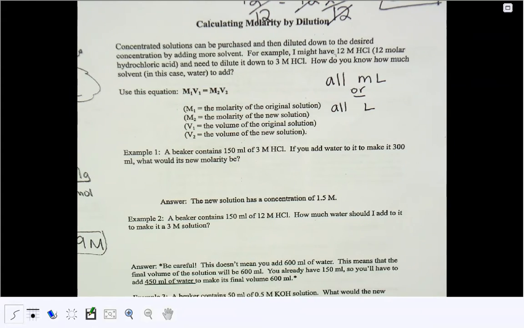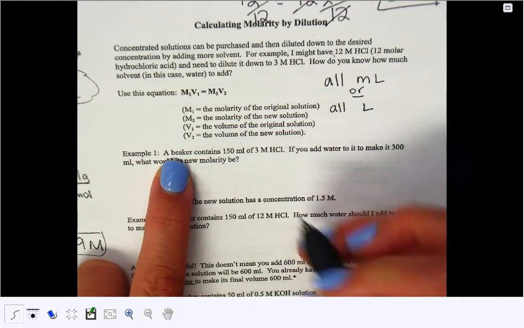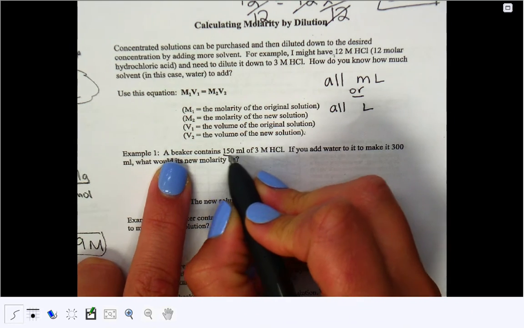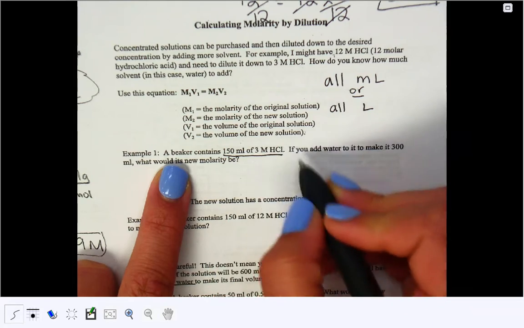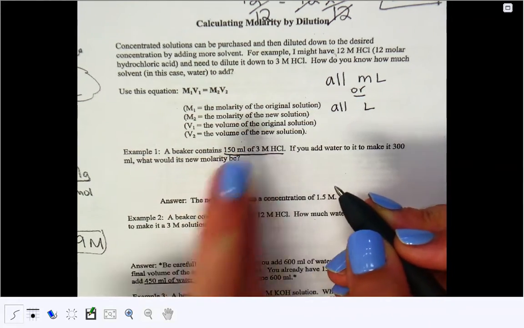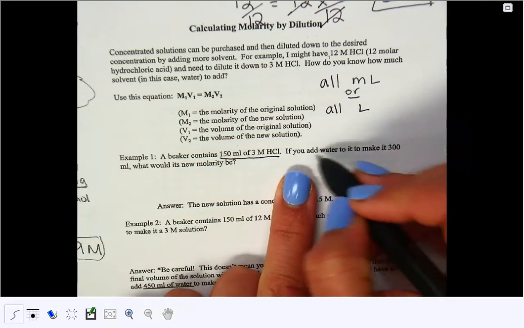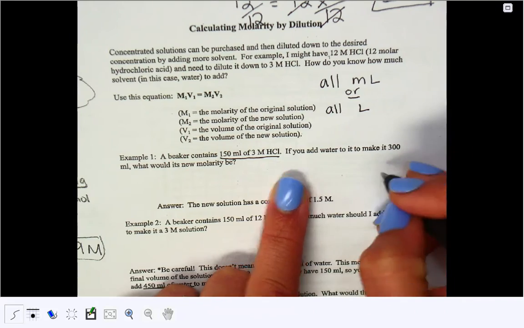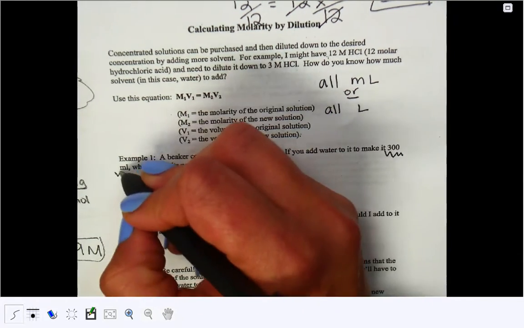So my recommendation, you read it slow, put the numbers that are talking about the same container together. So looking here, a beaker contains 150 milliliters of 3 molar HCl. So that means that I have 150 milliliters of this solution. So underline that. Those two things are talking about substance 1, okay? If you add water to it to make a 300 milliliter solution, so let's put a squiggly underneath that one.